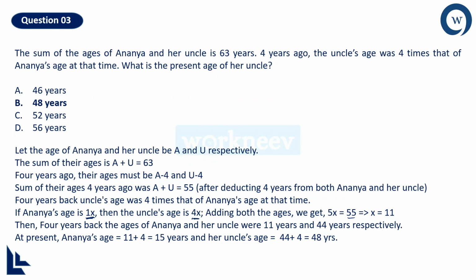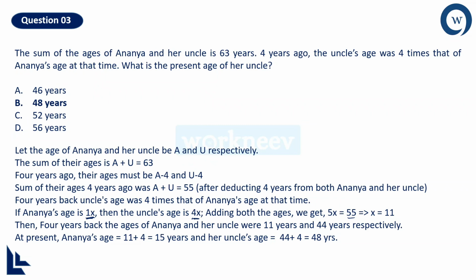Now the last part of the question is, what is the present age of the uncle? 44 is the age of the uncle 4 years ago. Then what will be the present age of the uncle? Definitely it is 44 plus 4, 48 years. And if they had asked you what is the age of Ananya, then your answer is supposed to be 11 plus 4, which is 15 years.